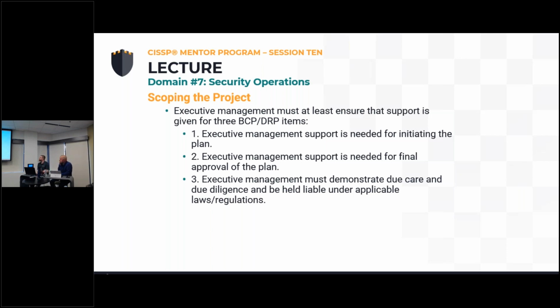All right. Executive management has to ensure the following support: initiate the plan, final approval of the plan, and then they need to be able to show, at the end of the day, they've done their due diligence. Who's going to be held accountable? C-level. So that is why they are ensuring support.